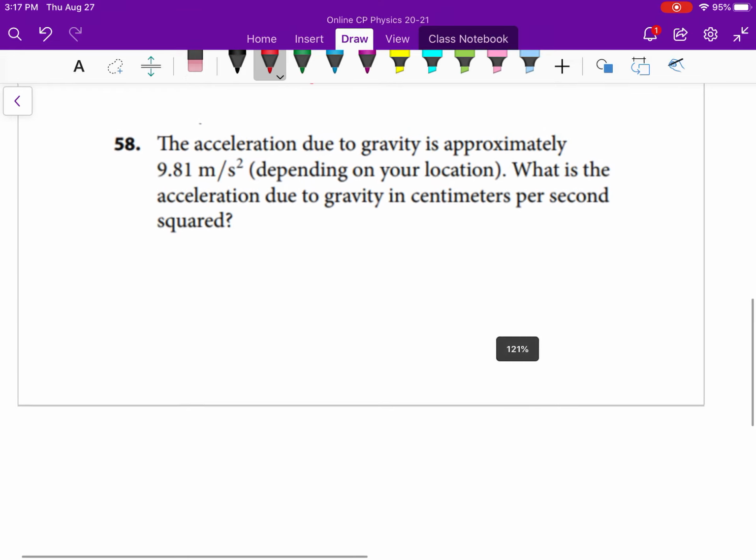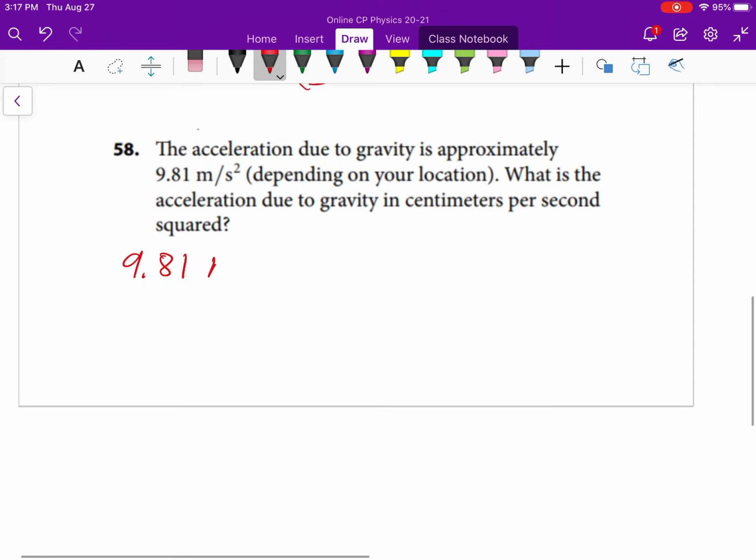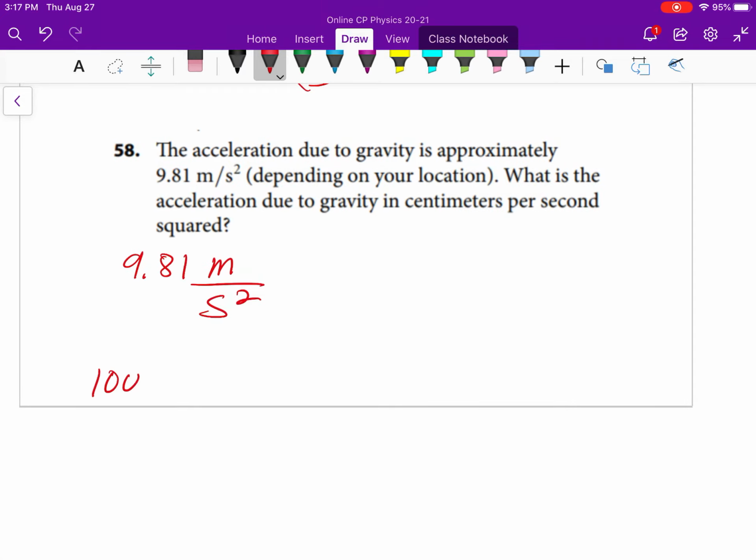The acceleration due to gravity is approximately 9.8 meters per second squared, so 9.81 meters per second squared, depending on your location. That's here on Earth, by the way. What is the acceleration due to gravity in centimeters per second squared? Well, what is my conversion factor? I know that 100 centimeters is equal to 1 meter. How do I know that?